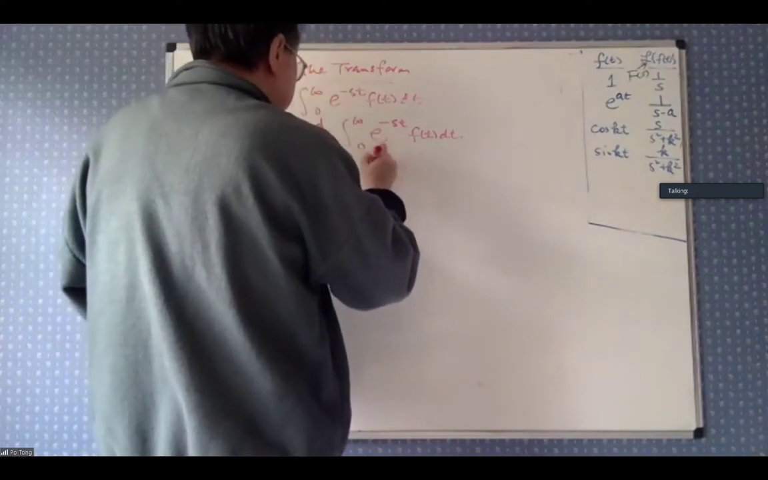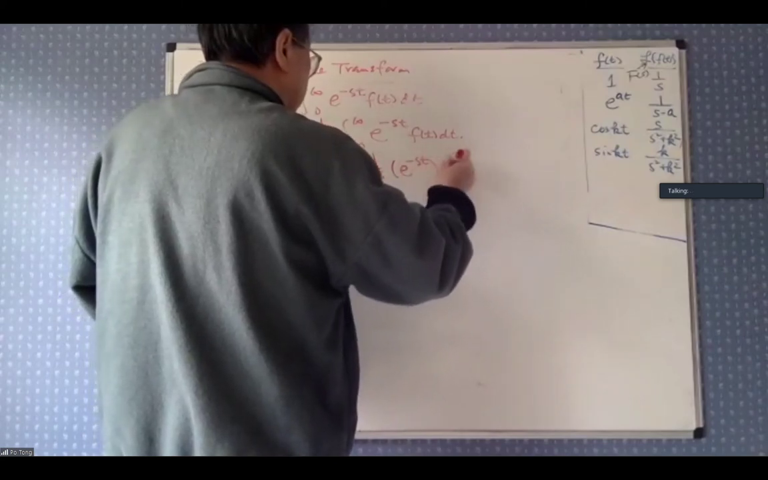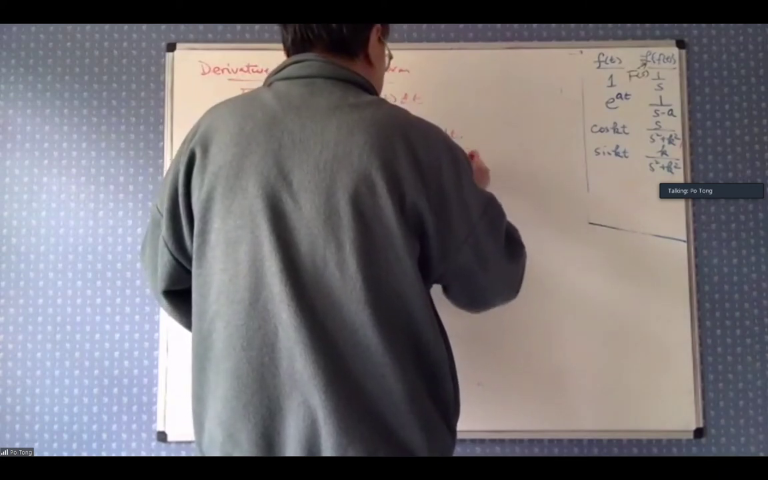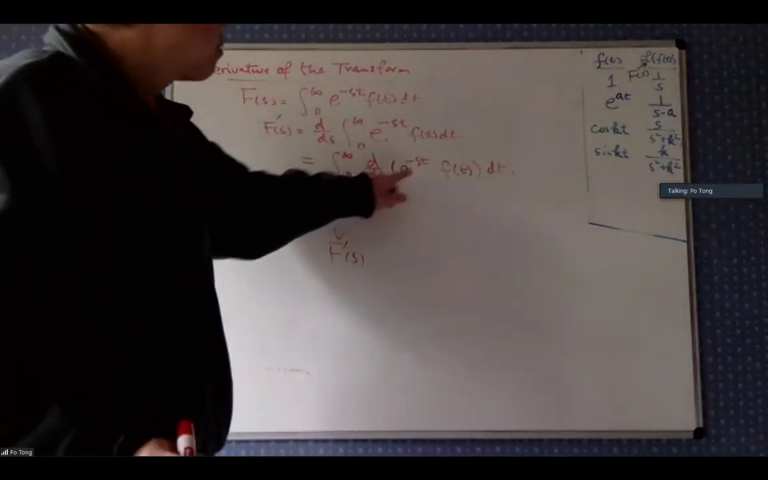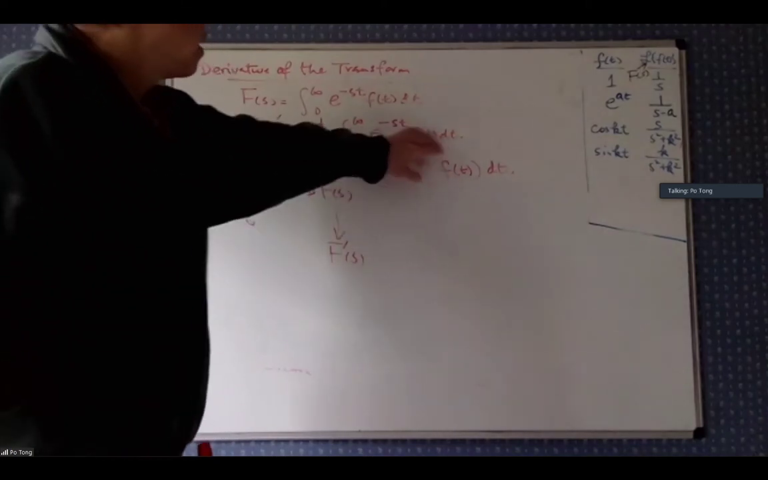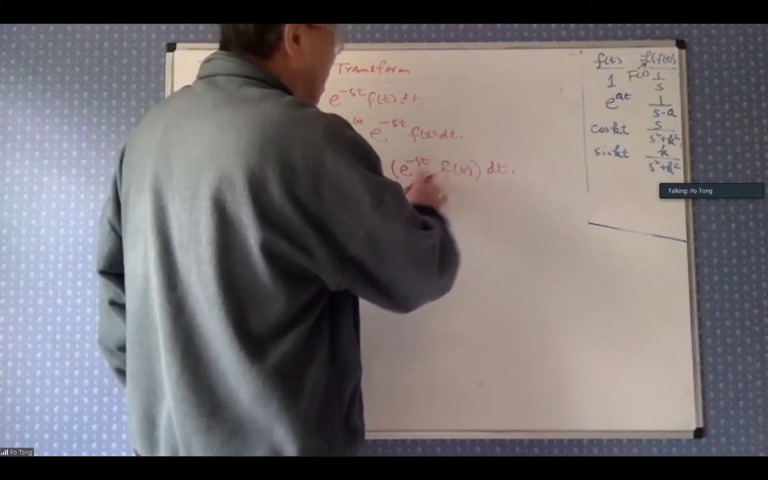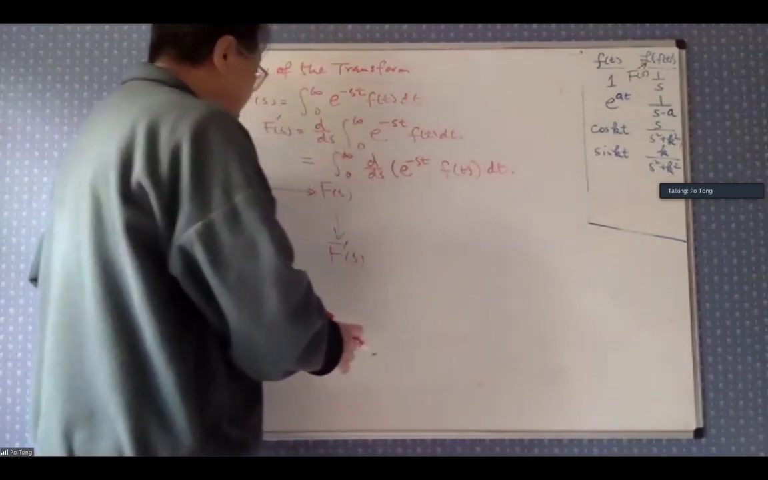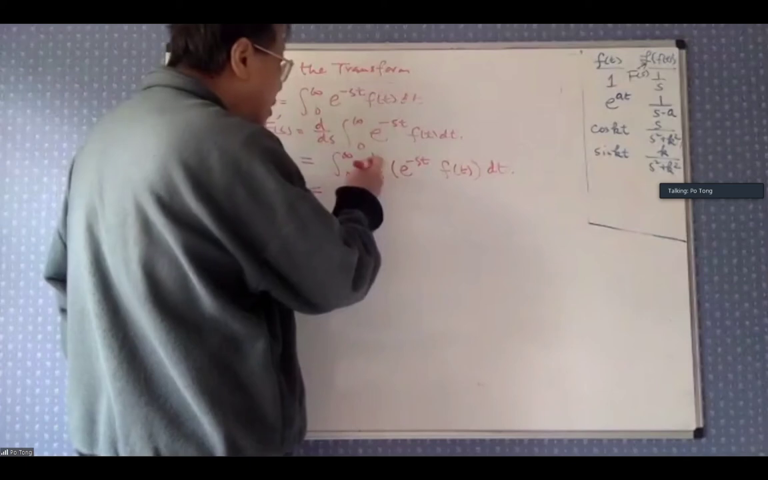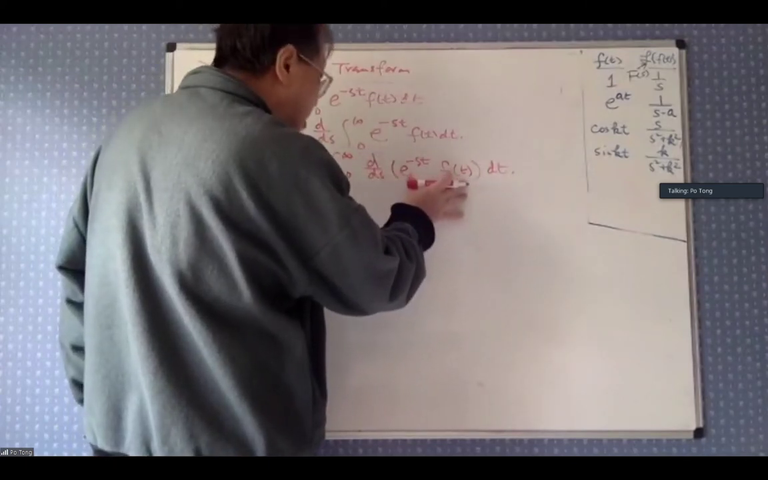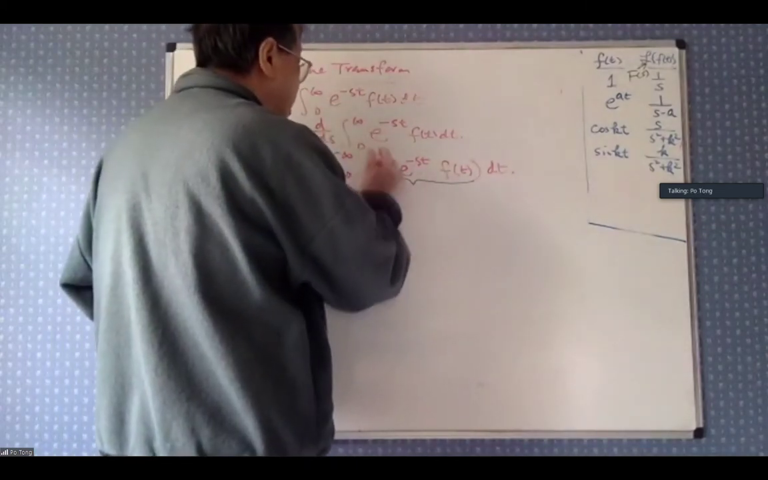d/ds of e to the power minus st times f of t, and then dt. Now you need to understand what's going on here. When you do d/ds, I'm treating t as a constant, and then taking this derivative. After taking this derivative, I have something in terms of s and t. And then I do the integral with respect to t. To be more specific, this one is differentiating with respect to s and keeping t constant. This whole thing here. So I'm going to change the notation a little bit to partial derivative.